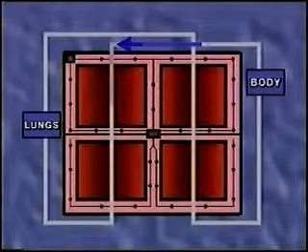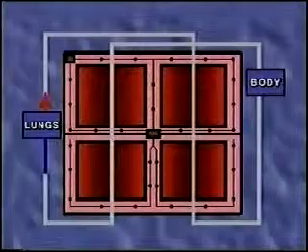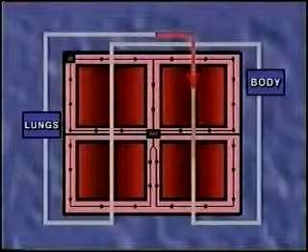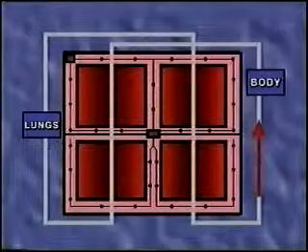The low oxygen blood returns to the right side of the heart, where it is pumped through the lungs and oxygen is picked up. This oxygen-rich blood returns to the left side of the heart and is pumped out to the body where the oxygen is used.